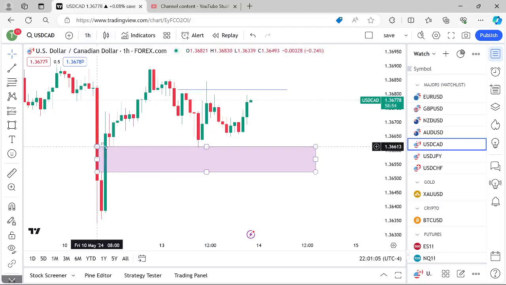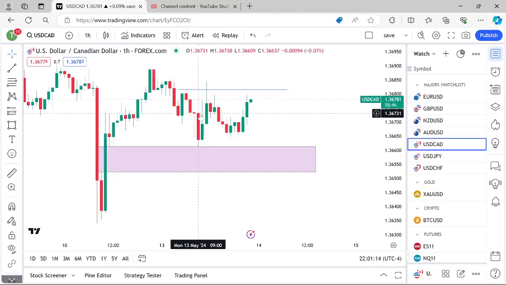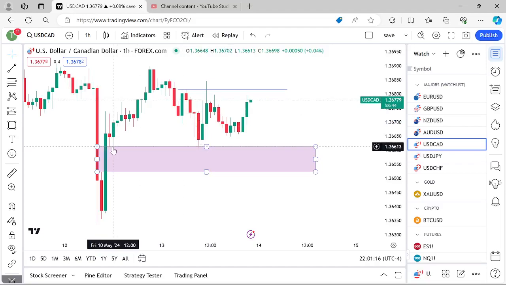Now, once we come down, this satisfies the liquidity grab that ICT always talks about, right? You have the liquidity grab right here. It's grabbing this sell side right here, these equal lows. It's coming down to that imbalance right there. So you have that support.